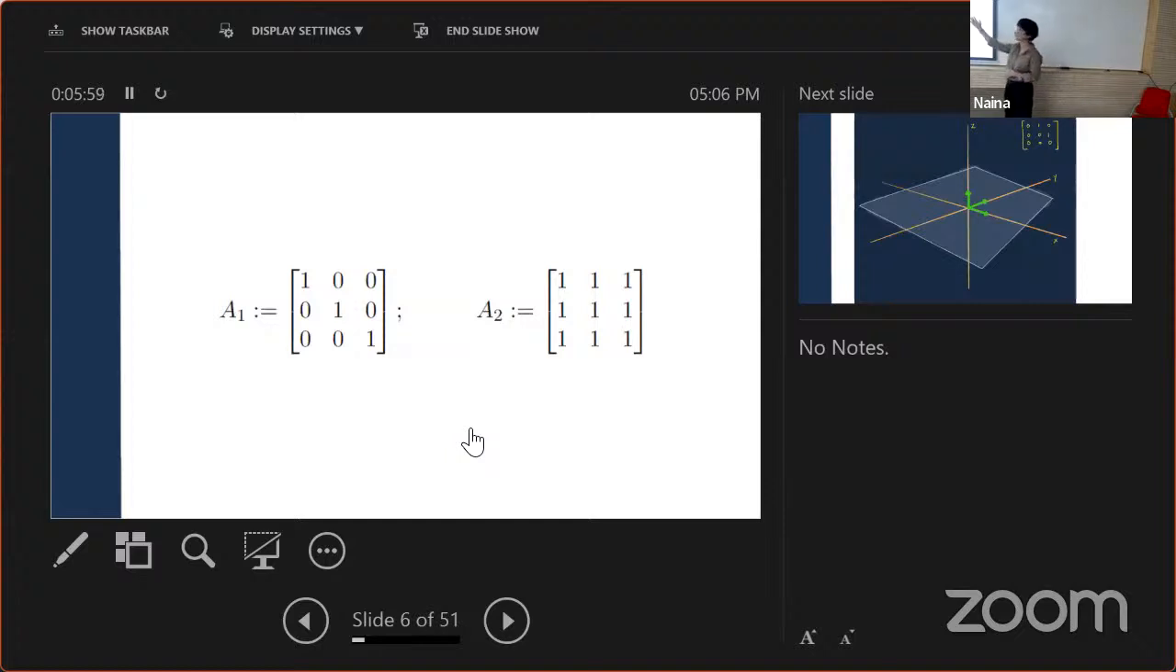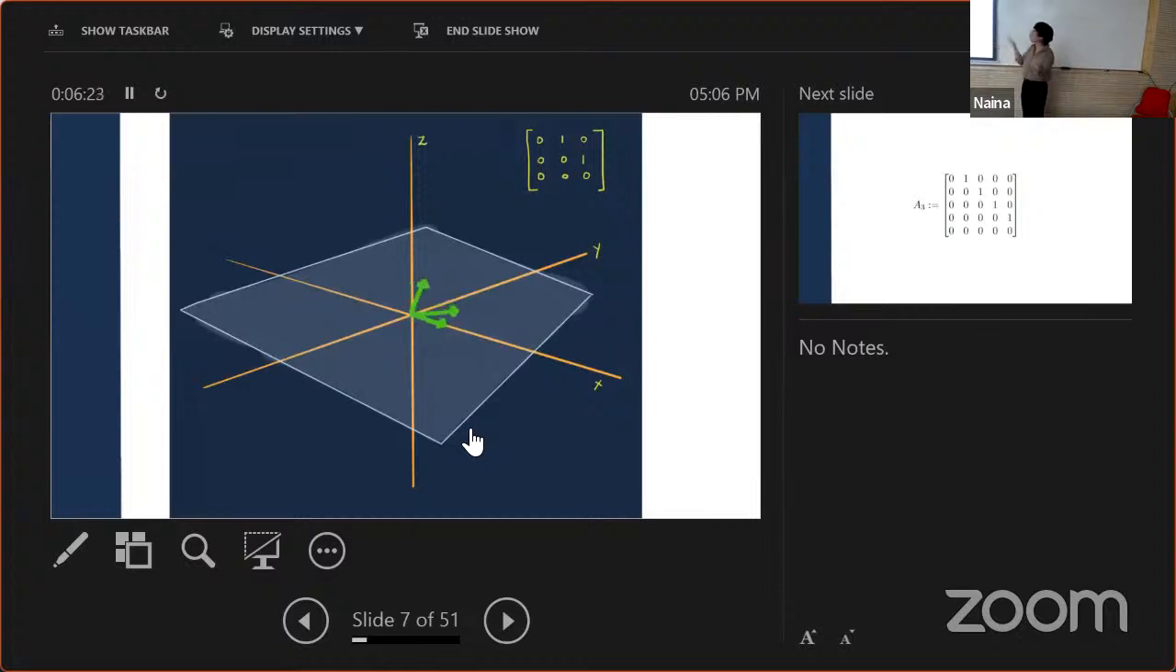For example, the first map is a 3 cross 3 identity matrix, and what it does in R3 is make every vector go to itself. The second one is another kind of matrix, all 1s, whose span has dimension 1. So this matrix is not invertible, because you do have non-zero vectors that go to the kernel.